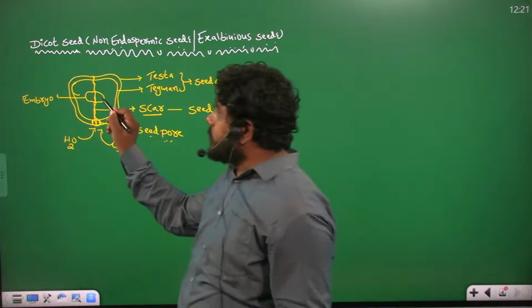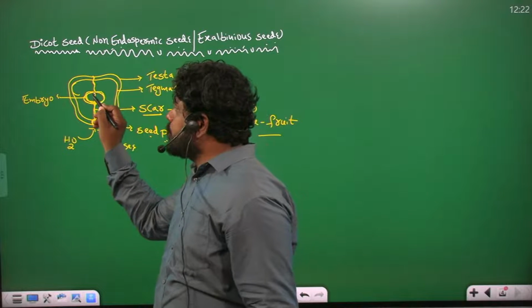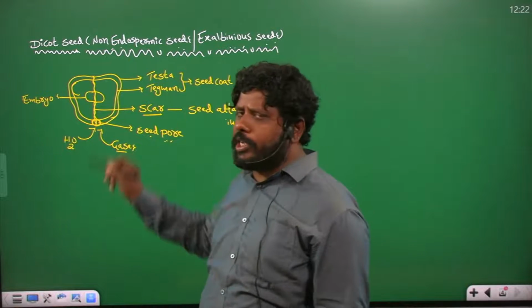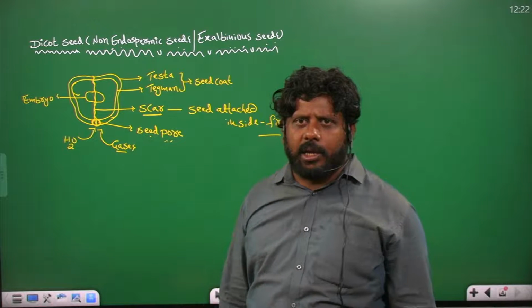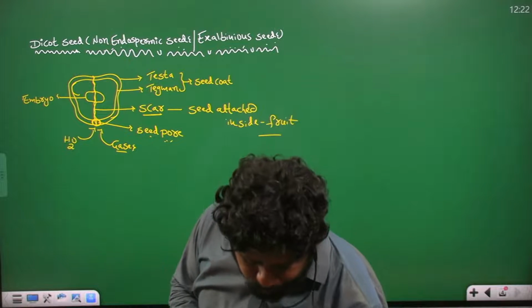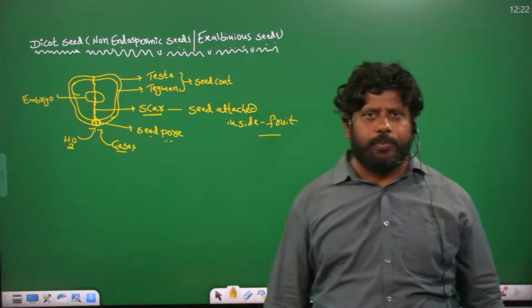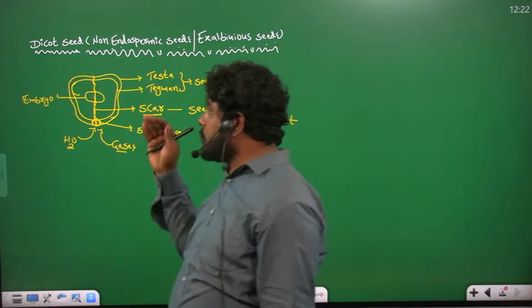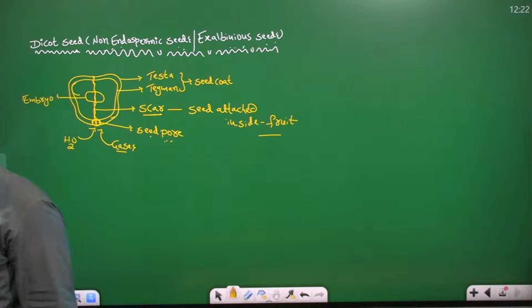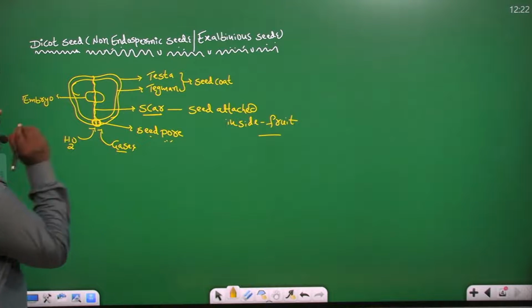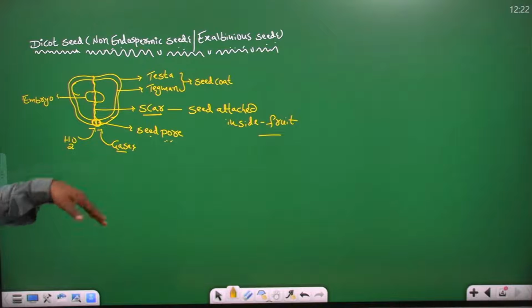See, inside the seed, which one is present? The embryo is present. This embryo requires water. That embryo requires some gases. That exchange takes place through the seed pore. A small minute pore is present. It is called the seed pore. Through the seed pore, water and gases exchange takes place, or entry and exit takes place. So this is the dicot seed.